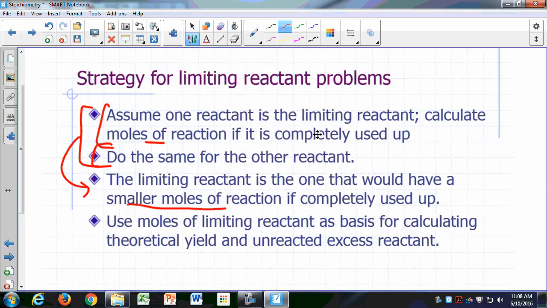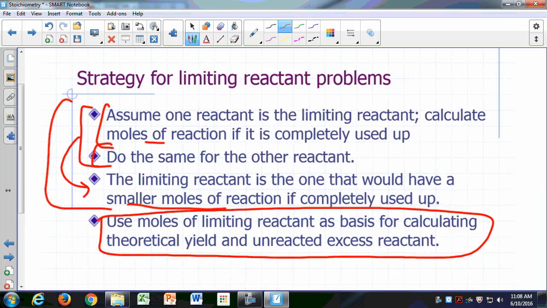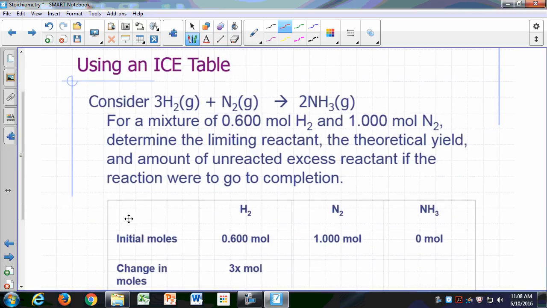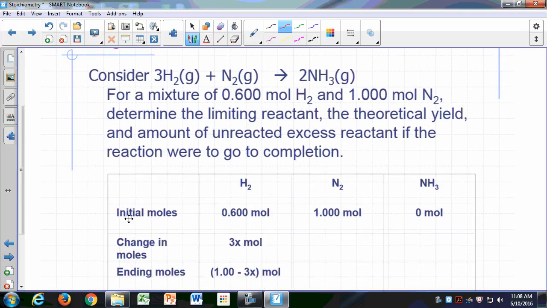Okay, so now that you've figured out your limiting reactant, so these first three steps allow you to determine the limiting reactant, then you can just use the moles of limiting reactant as the basis for calculating the theoretical yield and your unreacted excess reactant. Let's illustrate that using this problem right here, using an ICE table.